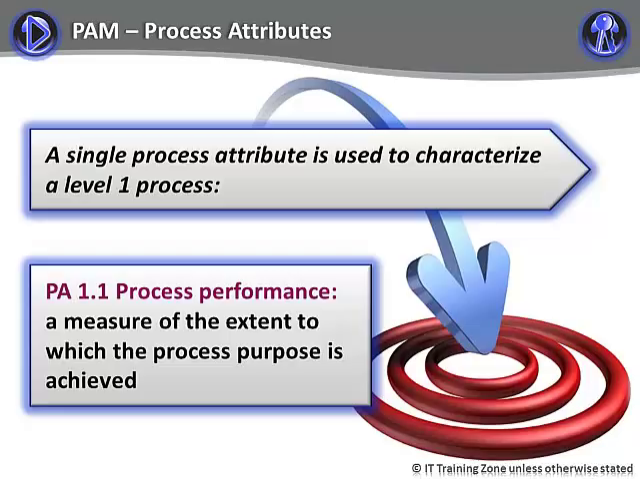Just one process attribute is used to characterize a Level 1 process. PA 1.1 Process Performance. A measure of the extent to which the process purpose is achieved. You will not be surprised to see that each process attribute has an identifier, in this case, PA 1.1.